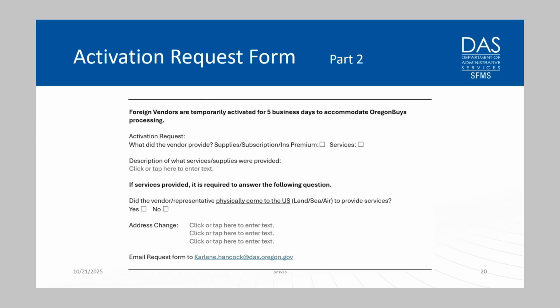If services were provided, then we are required to answer the following question. Did the representative physically come to the U.S., and that can be land, sea, or air, to provide these services? It's very important. Did they break the territorial U.S. boundaries to provide those services?